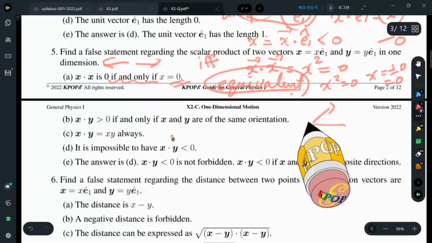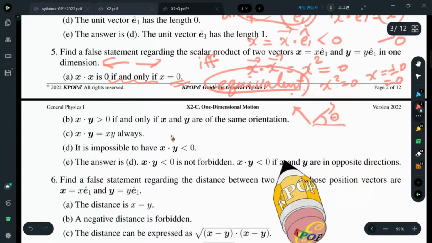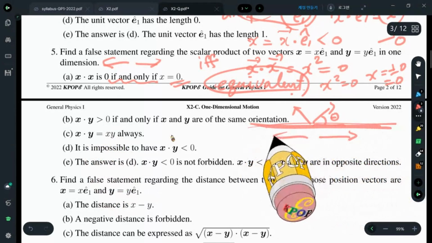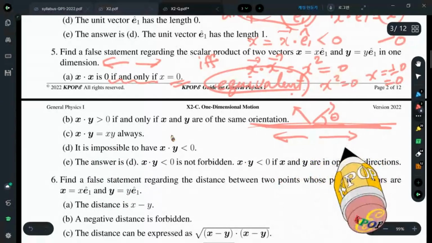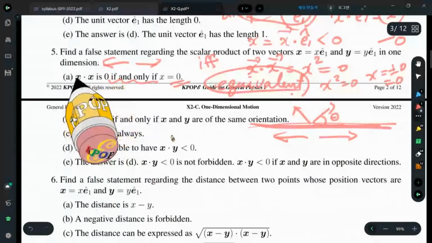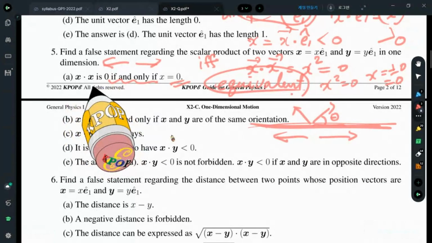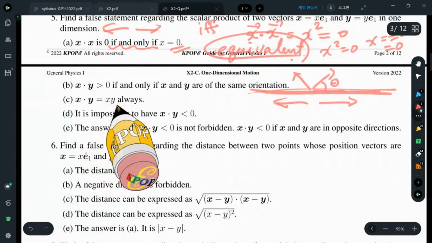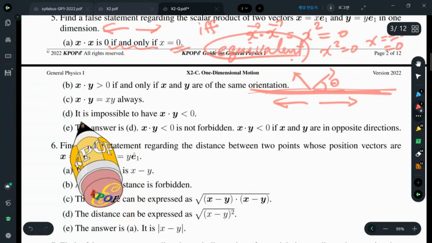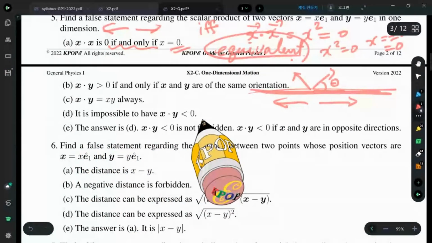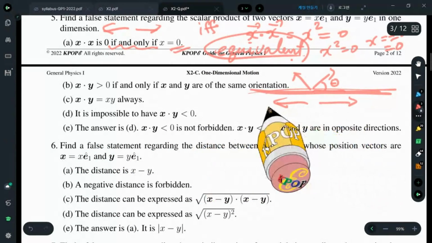There is no way to have some angle theta, because it is just a one-dimensional case. It is either parallel or anti-parallel. If they are parallel, x dot y is positive. If x dot y equals 0, then either x or y equals 0. And x dot y equals x times y always. It is impossible to have x dot y negative? Really? No, if they are anti-parallel.